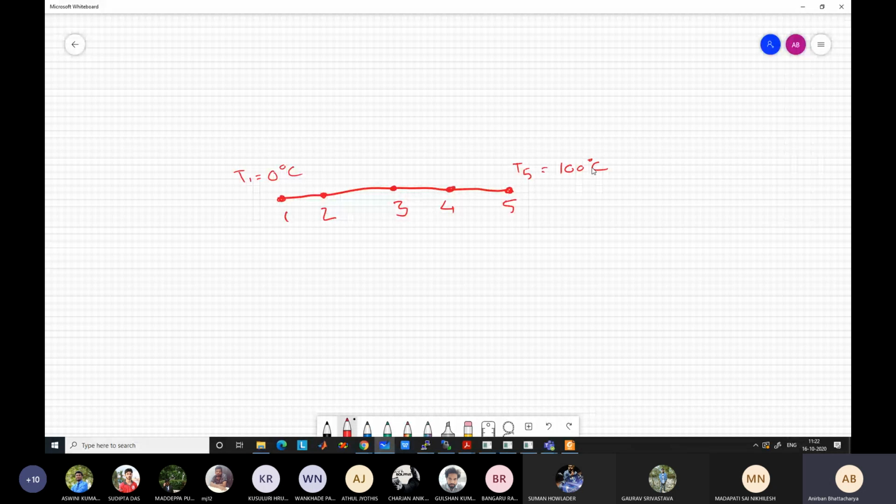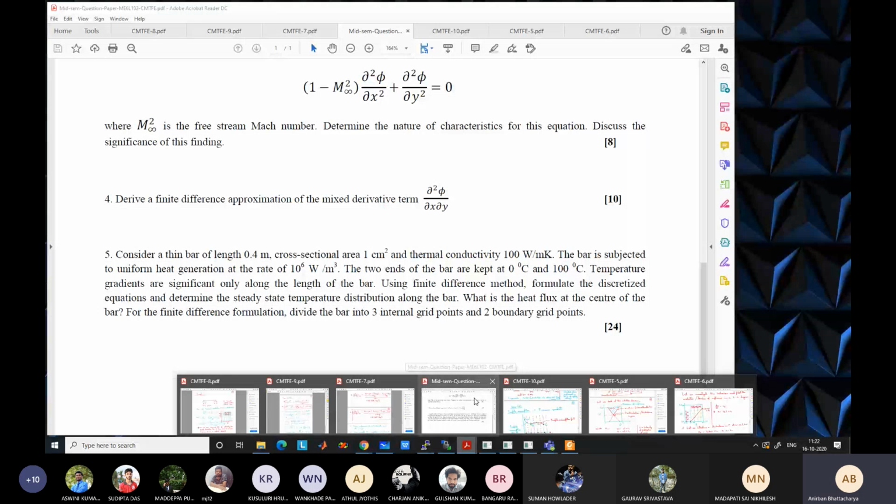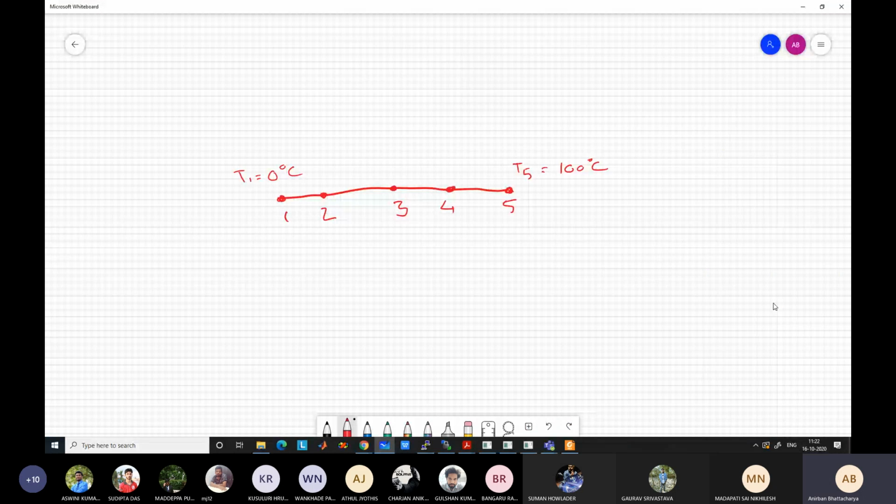Okay, is it like this? Yes. So you just discretize the 1D steady state conduction equation, d square T dx square plus s is equal to 0, using finite difference approximation. And you will get, so you have to do this for each of the internal grid points, for point 2, point 3 and point 4. So you will get 3 equations.